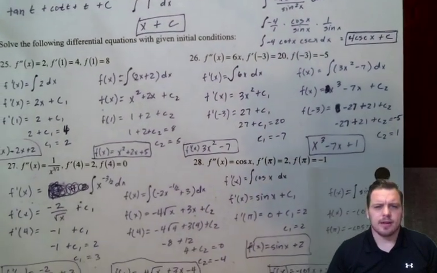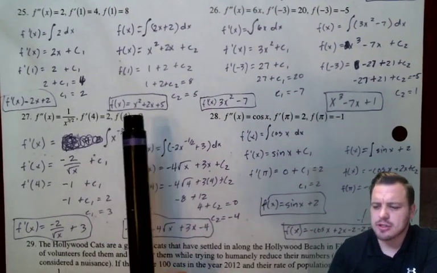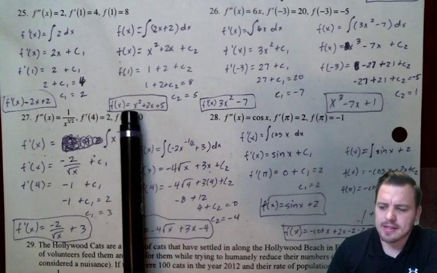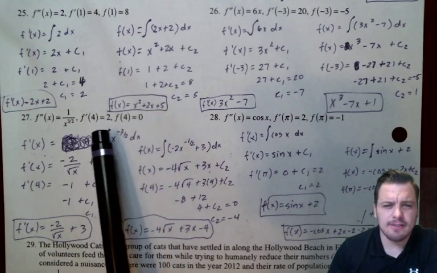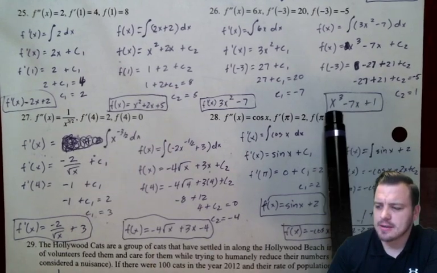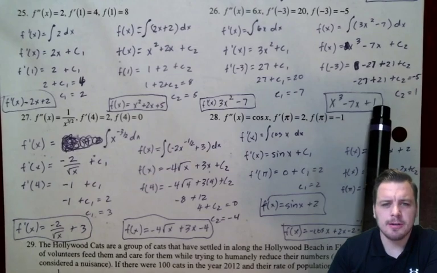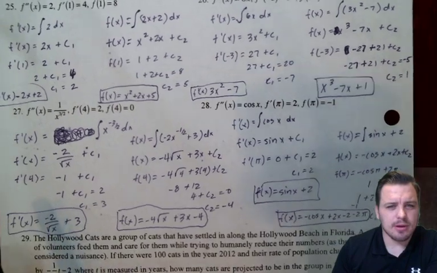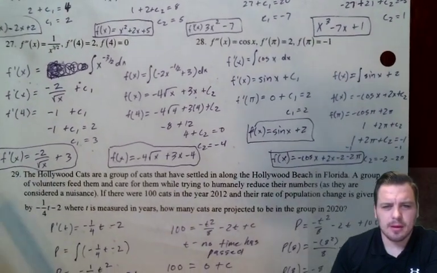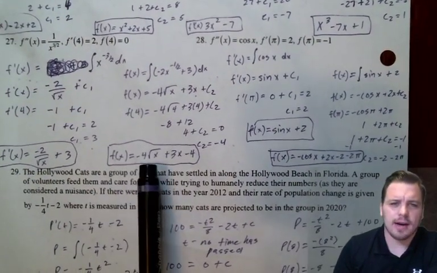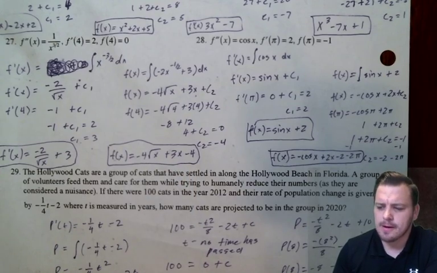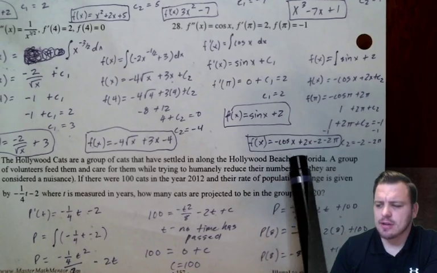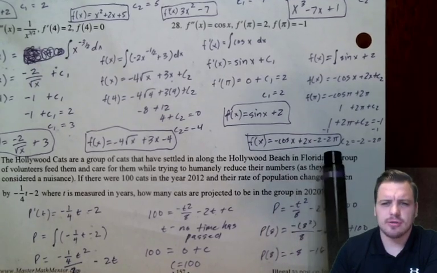Okay, jumping down here, these 4 problems, you're just looking for the f of x. So f of x is equal to x squared plus 2x plus 5. F of x is equal to x cubed minus 7x plus 1. And again, you could pause this at any time if you want to go back, rework it, see my work. Over here, f of x is equal to -4 radical x plus 3x minus 4. And the last one over here, f of x is equal to negative cosine x plus 2x minus 2 minus 2 pi.